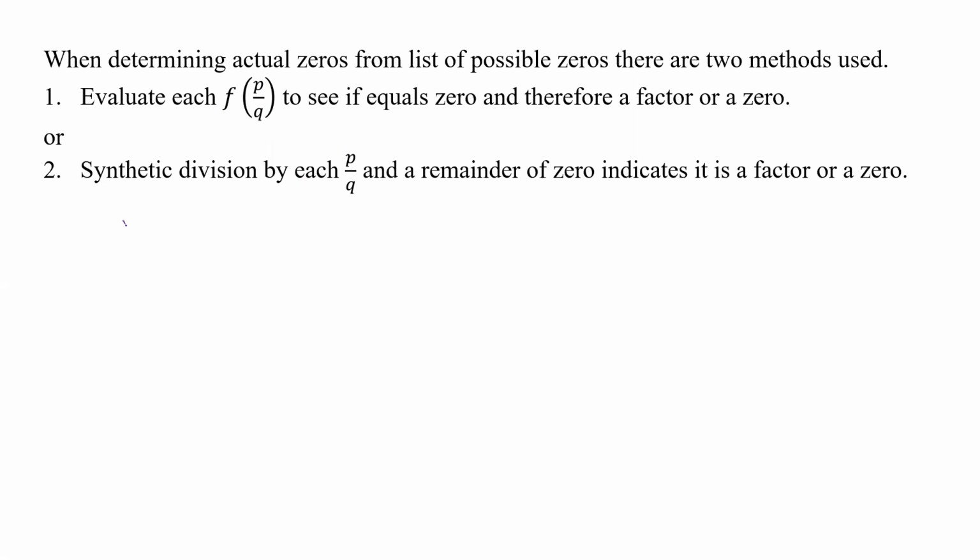So what we can do is plug in f of the p over q, and if that equals 0, then it's a factor. Or we can divide by that p over q, and if the very last one is a 0, then it's a factor. Now, if we get anything else, it's not a factor, so we throw it out and go to the next one. We evaluate the next p over q, and if it's equal to 0, then it's a factor. But if it's not, then we throw it out. Or if we divide by the next one and it's not equal to 0, we throw it out until we find it. And so we keep going down our list until we find all of our zeros. So those are the two methods we can think about here.